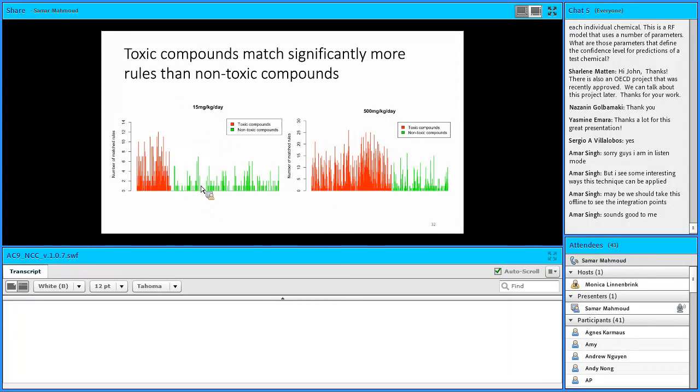Another observation is that the toxic compounds have shown higher promiscuity over the rules. In other words, toxic compounds significantly match more rules than the non-toxic compounds, which means that when we match more hepatotoxic liabilities in terms of assays and the relevant biophysicochemical properties, the chances of the compound being hepatotoxic is greater.